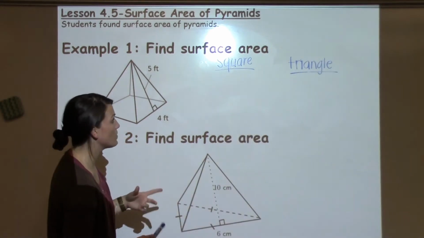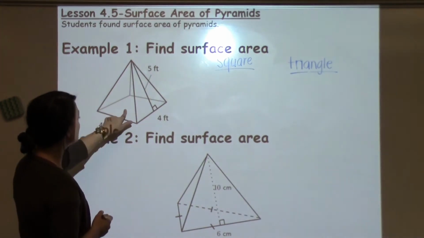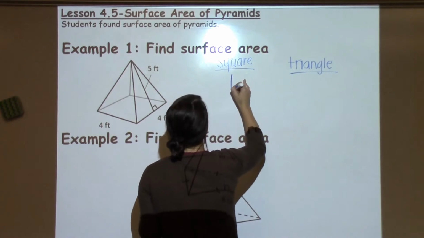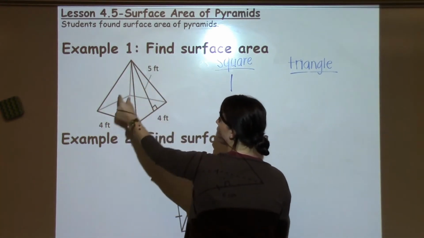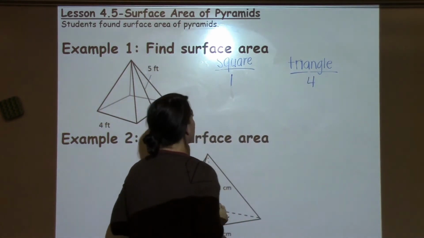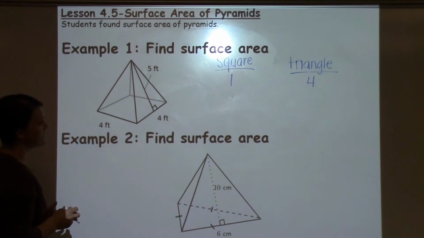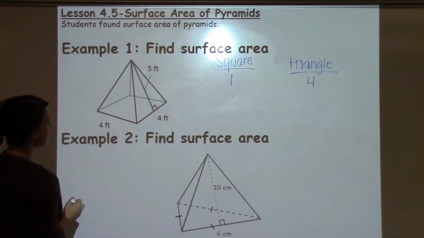So once we've identified what shapes we're working with, we need to figure out how many of each shape we have. So I know that I have one square, it's just on the bottom, and then because a square has four sides, I know that I have four triangles that are going to be going up to one tip-top point. So I have four triangles there. So the first thing I'm going to do, I always like to get rid of just the one first, so it's kind of done and out of the way.